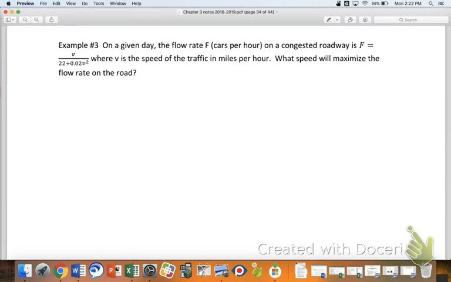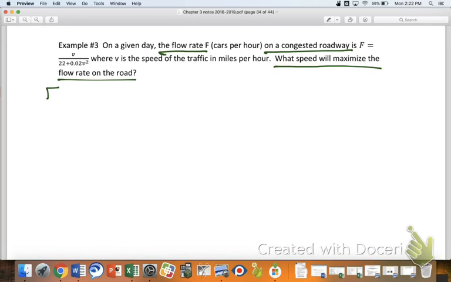Hey, check this out. So on a given day, the flow rate F is given by that equation. What speed will maximize the flow rate? So again, like we talked about, if I'm going to try to maximize flow rate, which is represented by the letter F, I have to set F prime equal to 0. So I need to find F prime first.